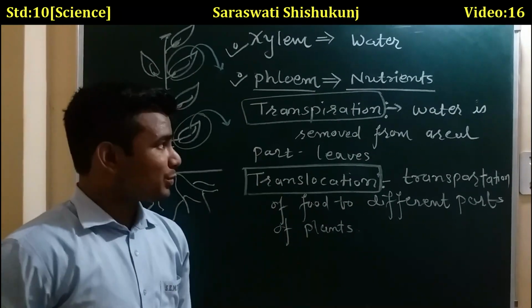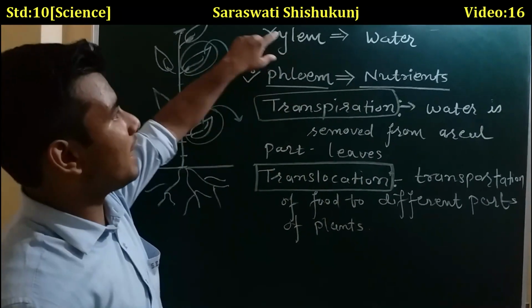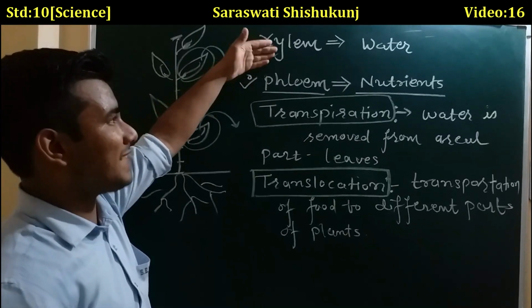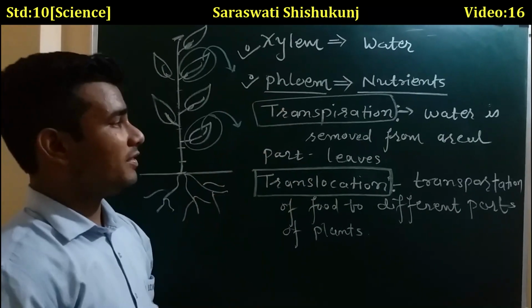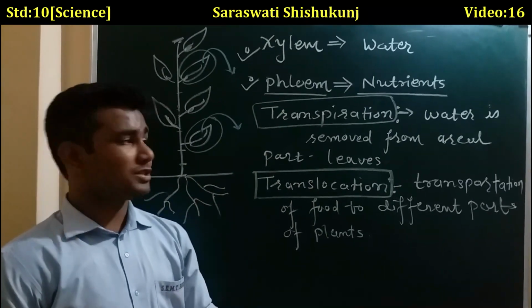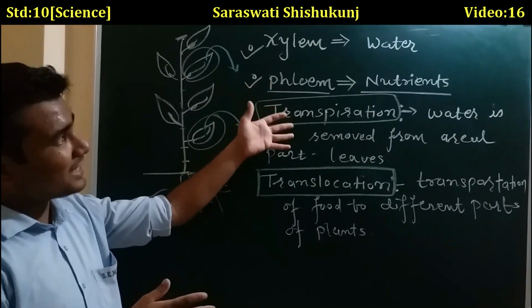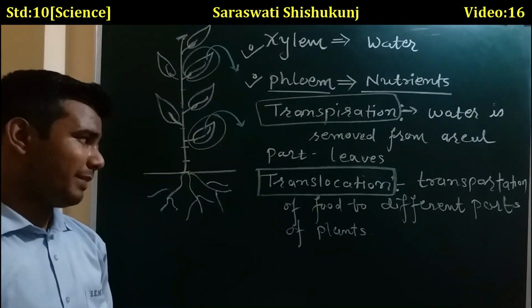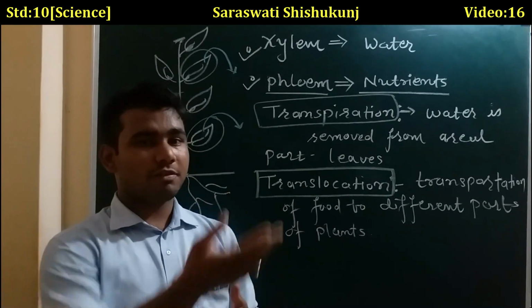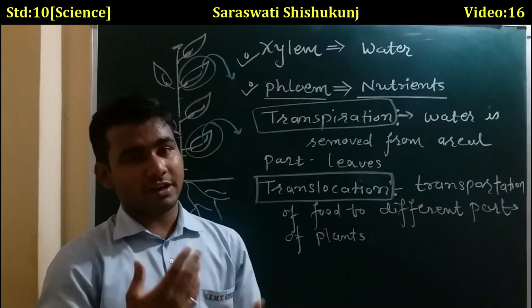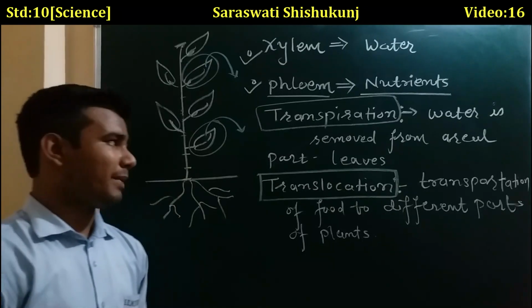So this way, by the transpiration process and translocation process, with the help of xylem and phloem. In xylem we have different xylem cells, and in phloem we have companion cells and sieve tubes. Due to that, translocation by phloem and transpiration by xylem take place. In translocation, the requirement of food will be different in different seasons, and it may differ in different plants.